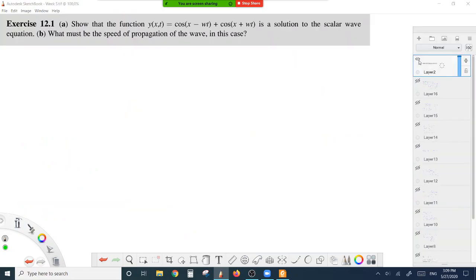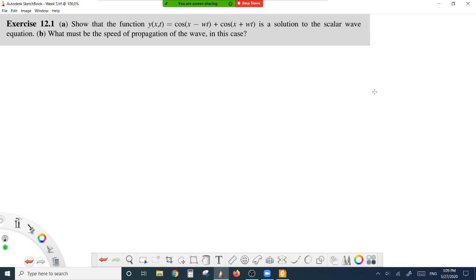Now we have a similar problem. Please try by yourself to do this problem. After, we will discuss together. Here you need to show that the function y(x,t) equal to cosine(x minus wt) plus cosine(x plus wt) is a solution to the scalar wave equation, and b, what must be the speed of propagation of the wave in this case. Try to do by yourself, and after that we will discuss together.